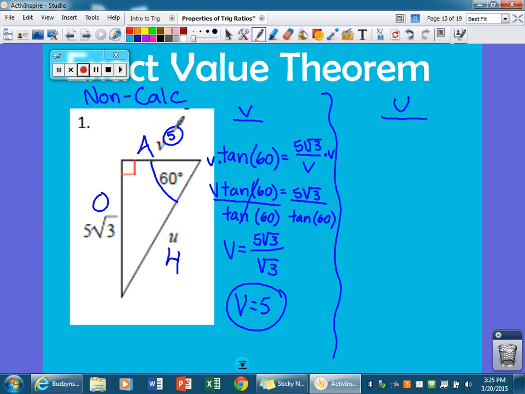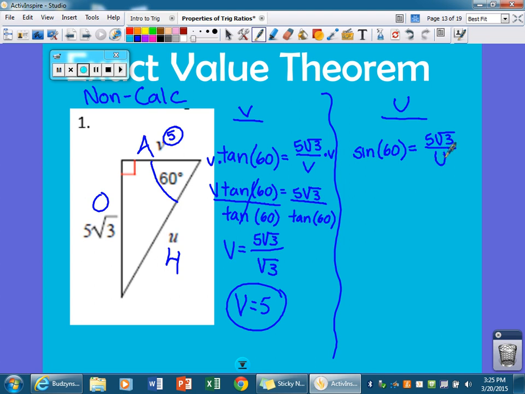All right, now we're going to go to the next one. We need to find U. So I know my O and I know my H. I could actually use this 5 if I wanted to, but I'll just use my O and H because that's what I was originally given. So if I have O and H, I use sine. So sine of 60 equals my O over my H, which is U.